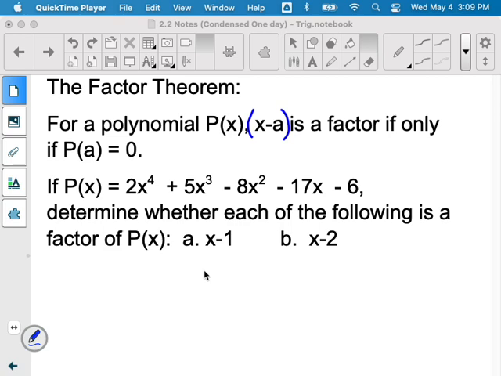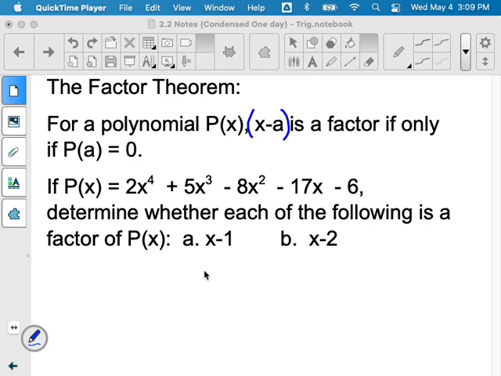All right, so moving on now. We're going to look at the factor theorem, right? So for a polynomial p of x, x minus a is a factor of p of x if and only if p of a equals 0.